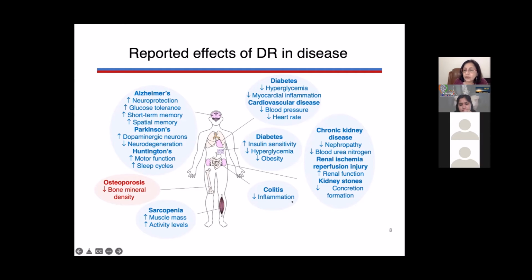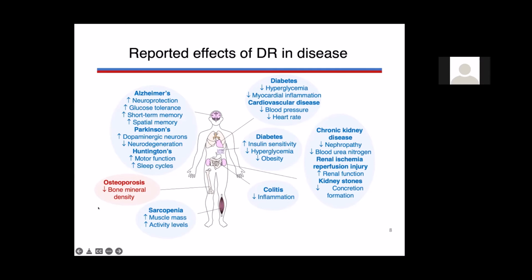However, it's not always beneficial, because reducing food intake can also lead to a reduction in bone mineral density. And so it is not recommended for osteoporosis and also in certain cancers.